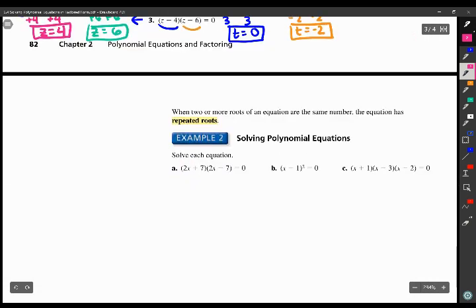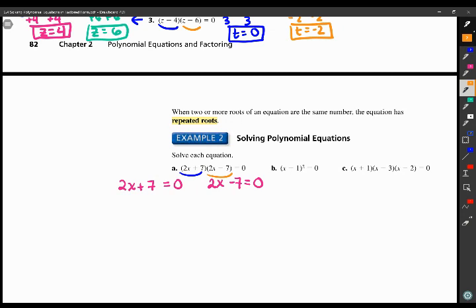They talk about when 2 or more roots of an equation are the same number, the equation has repeated roots, which is fine. You'll notice that if I look at example A, notice that the 2x plus 7 and 2x minus 7, those are not exactly the same because they're not both pluses. So we're going to go 2x plus 7 equals 0 and 2x minus 7 equals 0. So I still have 2 different values. I've got a plus and I've got a minus. So notice that it's still 2 different ones. And we still solve the same way.